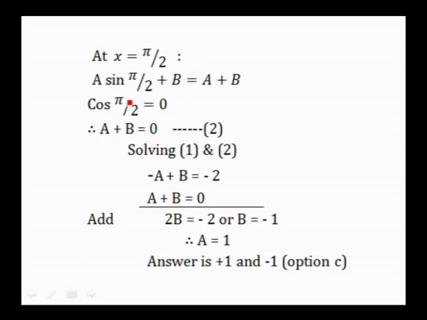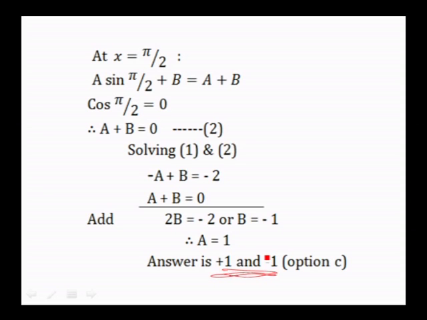If you take these two equations and solve, 2b is equal to minus 2, or b equals minus 1. If you substitute b equals minus 1, you get a equals 1. So, the answer is 1 and minus 1. Option C is the answer, because a is 1 and b is minus 1.